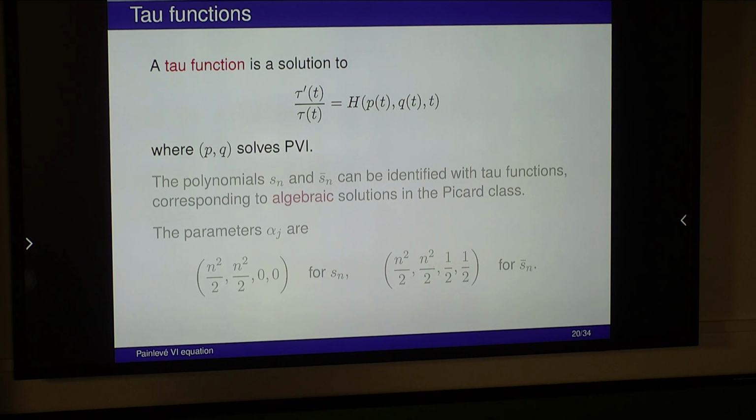And in some sense, tau functions are a more fundamental object than the actual solutions. There's some general theory telling you how you can get the solutions from the tau functions and so on.